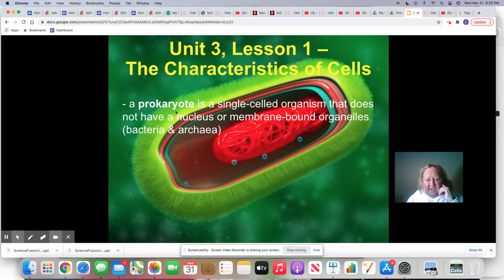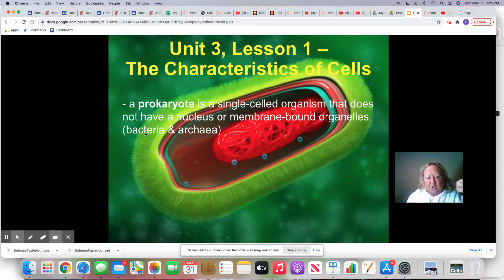Prokaryote. Prokaryote. And it is single-celled. I think we learned on Wednesday that the word for single-celled is unicellular. UNI, like a unicycle, if you've ever seen somebody ride one in a parade or something. Unicellular is single-celled. It does not have a nucleus, or any organelles with a membrane around them.